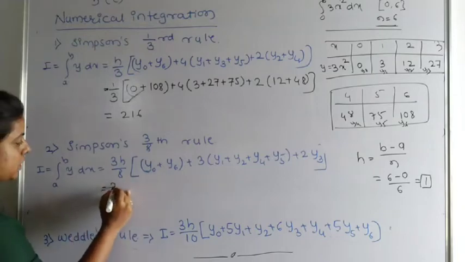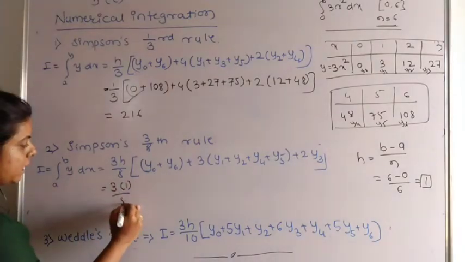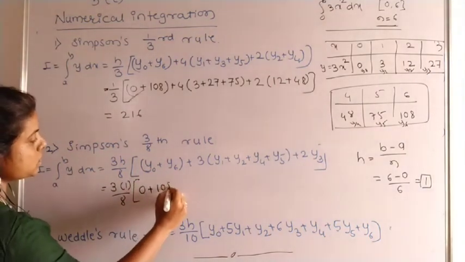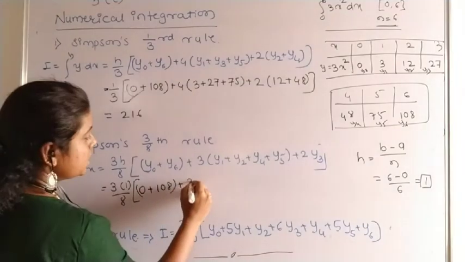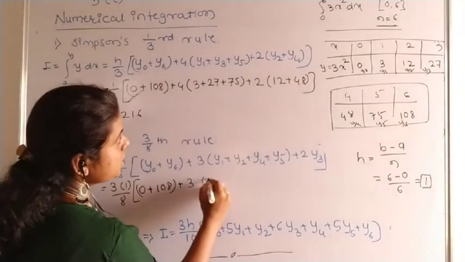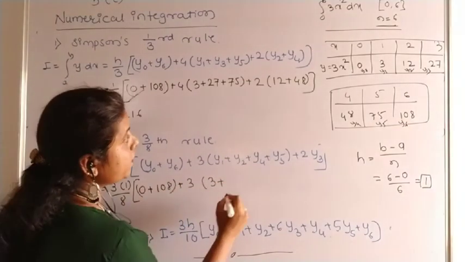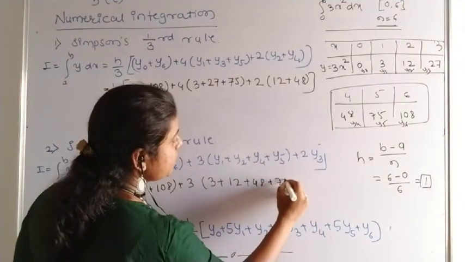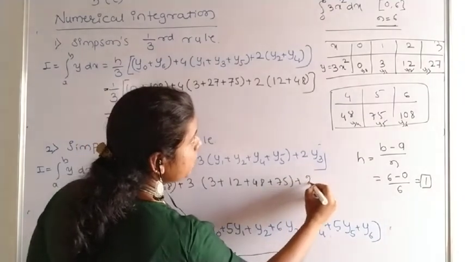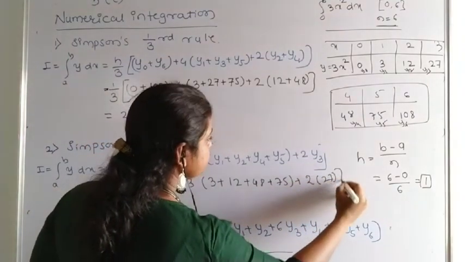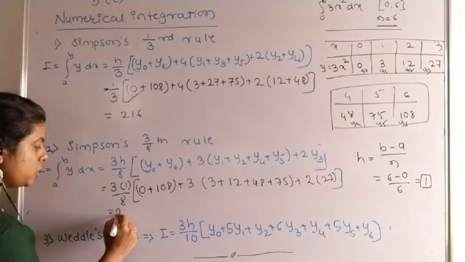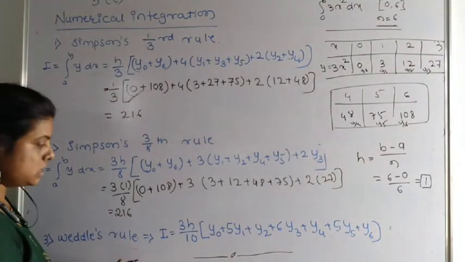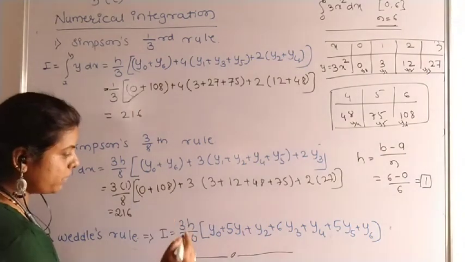Here also the same: 3h by 8, h becomes 1. y0 is 0, y6 is 108, plus 3 times y1 which is 3, plus y2 which is 12, plus 48, plus 75, plus 2 times 27. After simplifying, you will get 216.